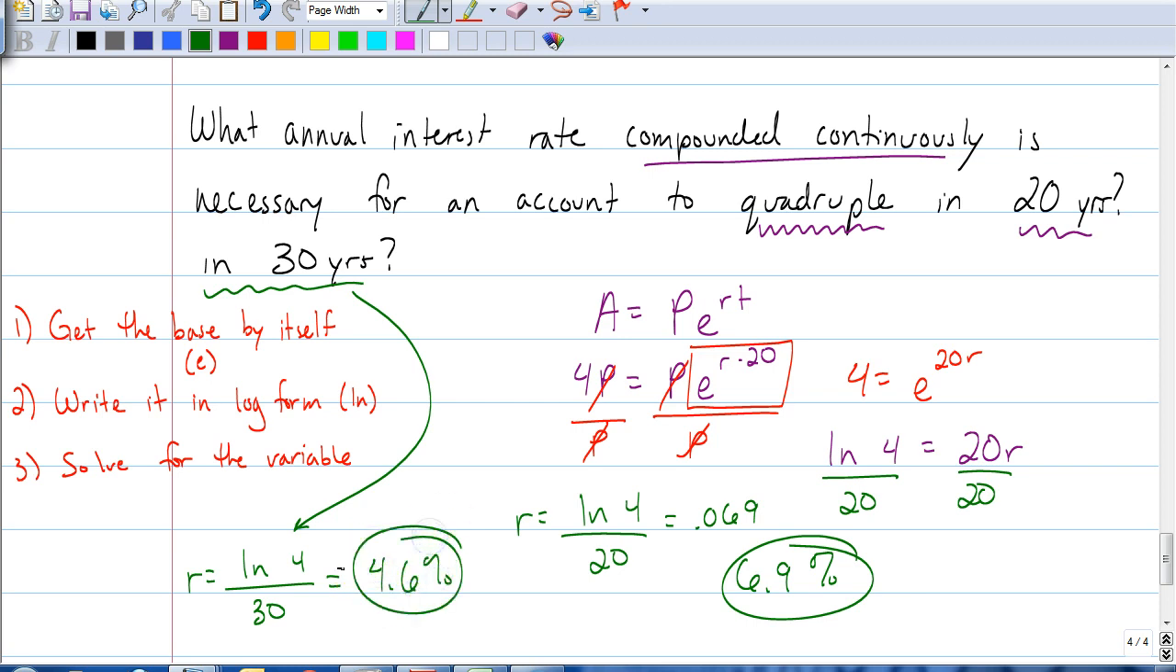You're probably more likely to get an interest rate of 4.6% than 6.9%, so it's more likely for you to quadruple your money in 30 years than it would be in 20 years.